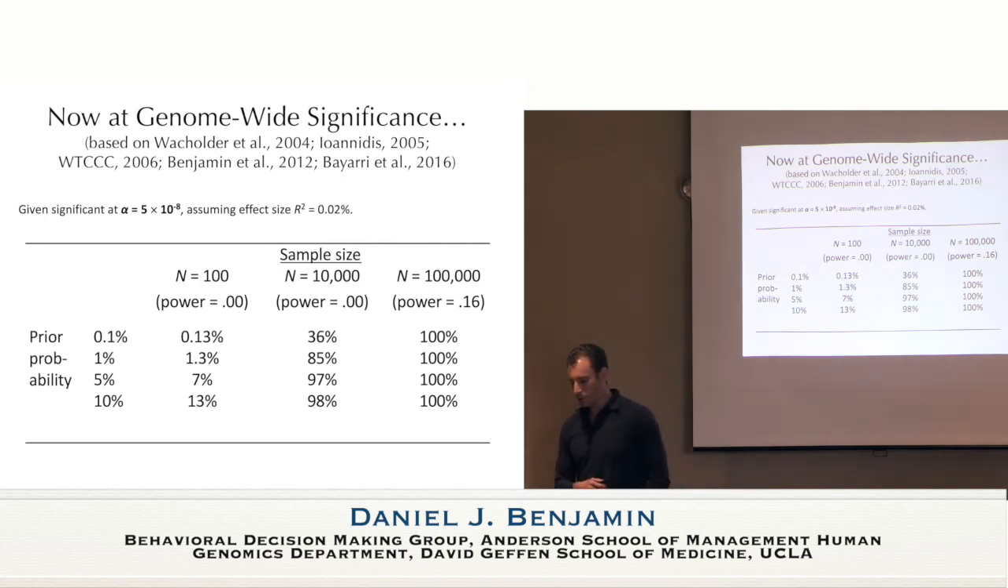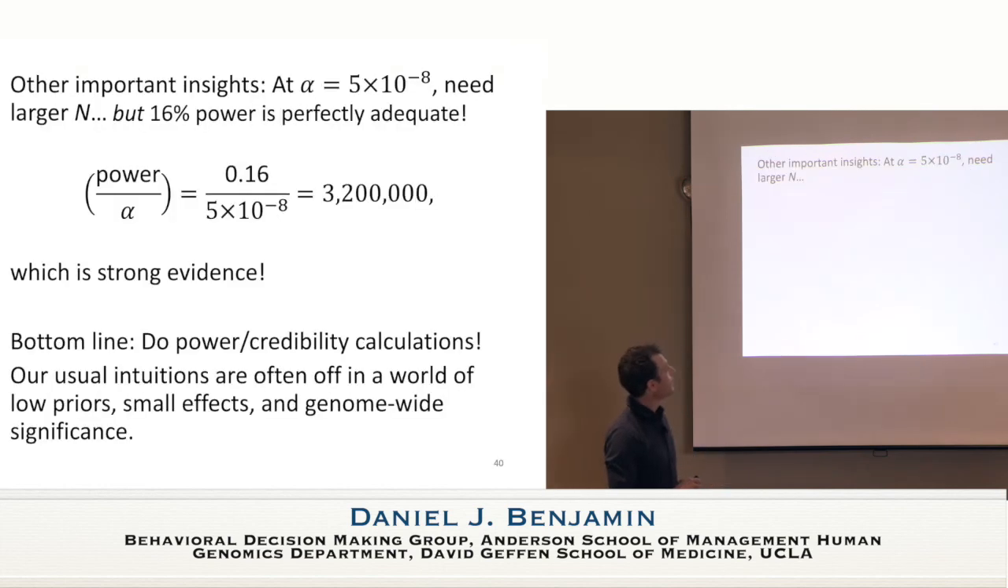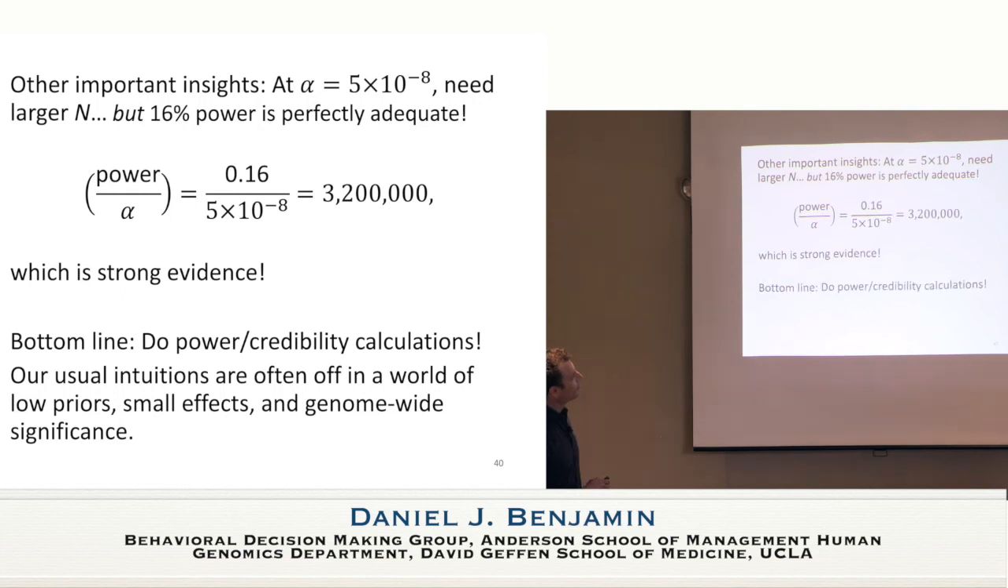16%, while we'd ordinarily think of that as low power, is plenty when you have a significance threshold of 5 times 10 to the negative 8th for credible results, because 0.16 divided by 5 times 10 to the negative 8th is a pretty big number. So even with pessimistic priors, we can be virtually certain that we're finding an effect. Now, 16% power means we're only finding 1/8 of the truly associated SNPs with educational attainment when we have a sample of size 100,000. But the SNPs that we do find are very credible. Okay, so 16% power is perfectly adequate.